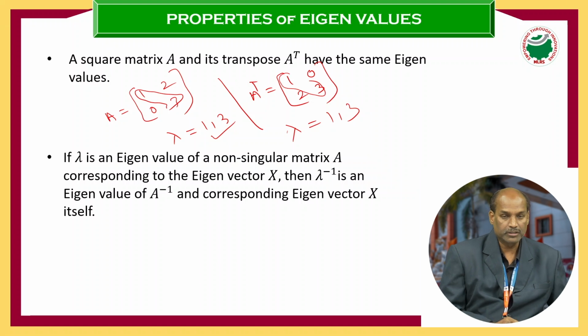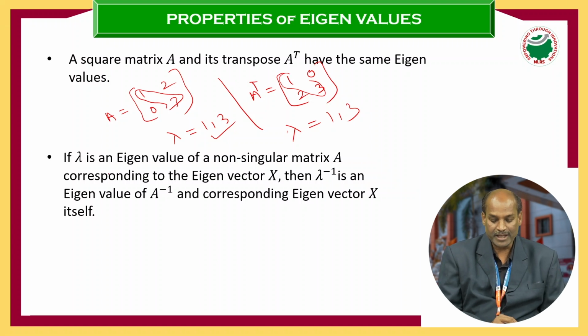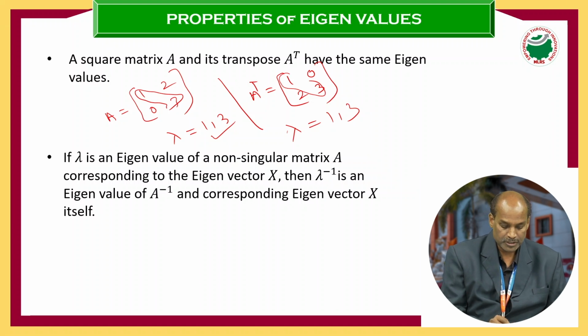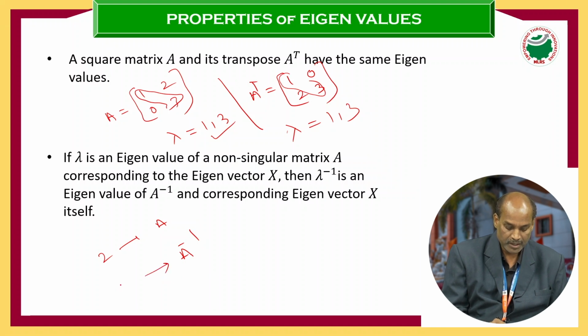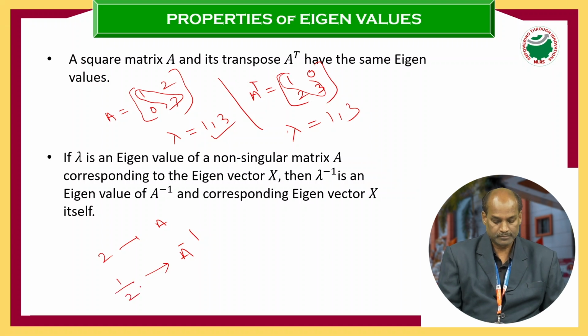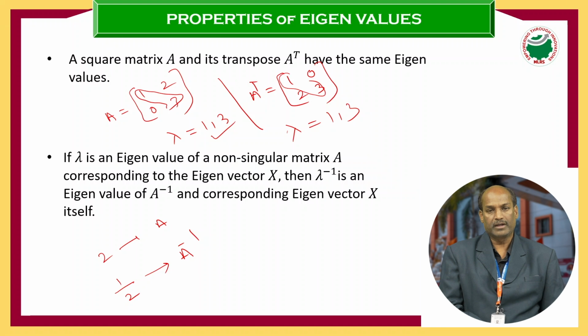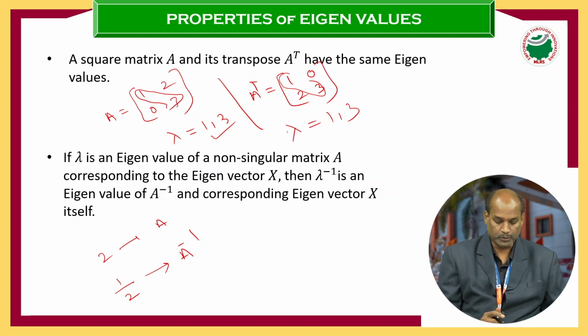Now come to the fourth property. If lambda is an eigenvalue of a non-singular matrix A corresponding to the eigenvector x, then lambda power minus 1 is an eigenvalue of A power minus 1. Suppose 2 is the eigenvalue of A. Then what is the eigenvalue of A inverse? For the eigenvalue of A inverse, you just take 1 by 2. That is 2 power minus 1. 2 power minus 1 means 1 by 2.